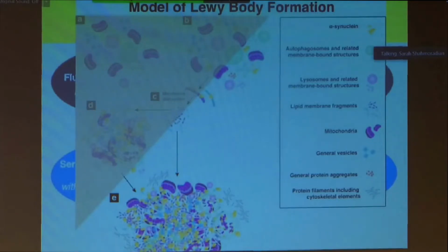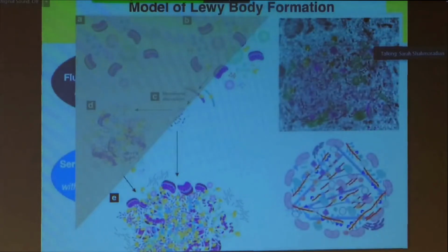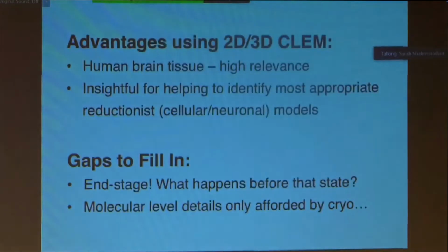To address this gap between human brain pathology and reductionist or simpler cellular systems, Hilal's team has elegantly demonstrated work that helps bridge this with neuronal models and neuron-derived fibrils, phenomena which my lab is complementarily investigating using in situ cryo-based approaches in tissues and cells. So to recap, the advantage of using 2D, 3D clamp, as I've shown so far, is that we can use my protocols that are well established for human brain tissue, which is of high relevance to disease. This is insightful for helping to identify the most appropriate reductionist models, yet the gaps to fill are that this is end stage. We need to fill in what happens along the way, and we need to use cryo preps in order to achieve molecular level details about these in situ systems.